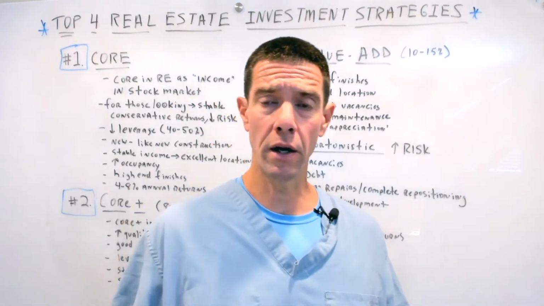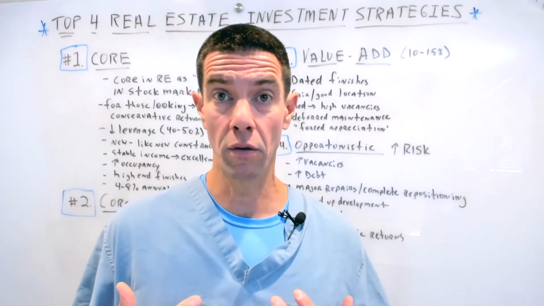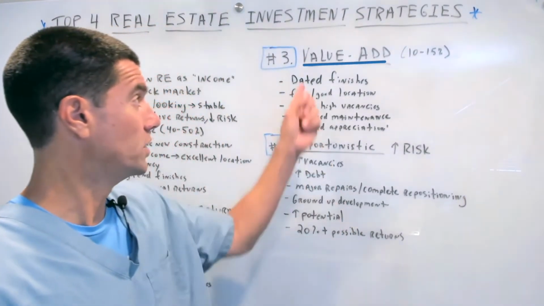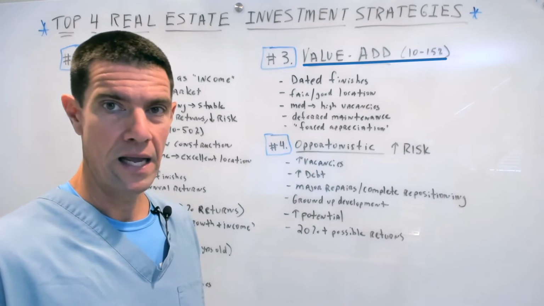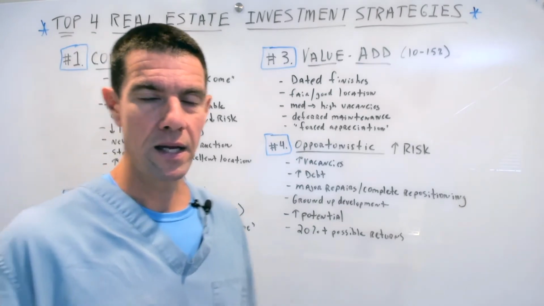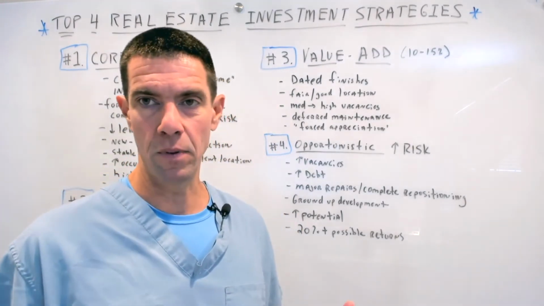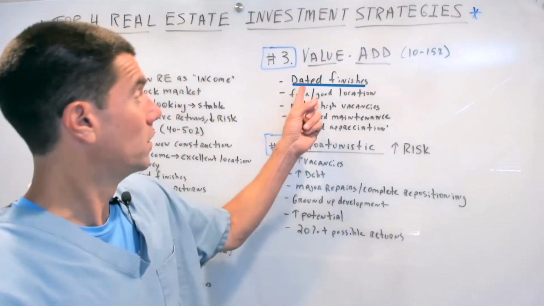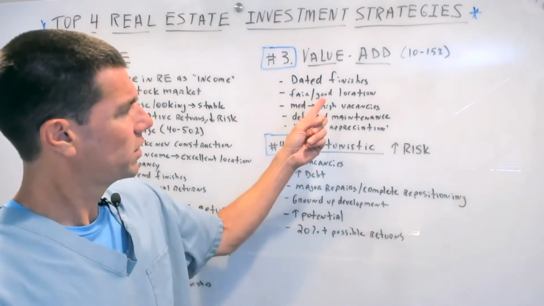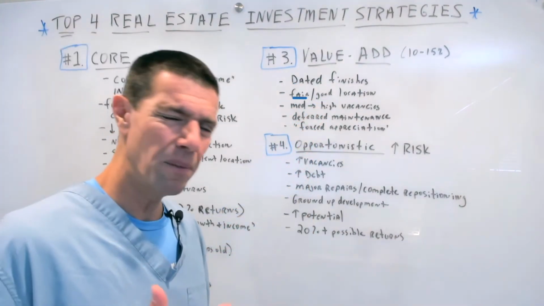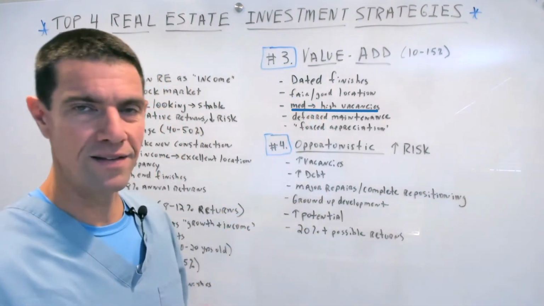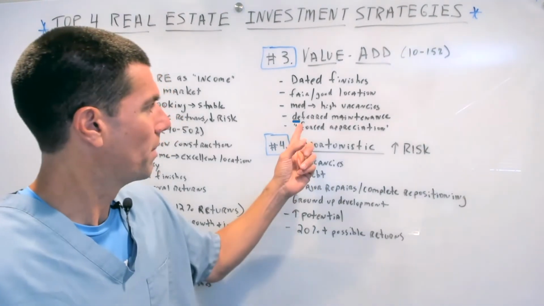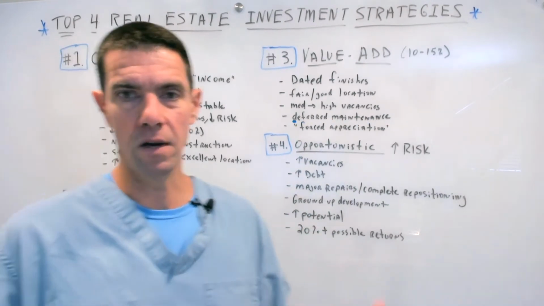As I mentioned earlier, most of the syndication deals that I'm personally invested in reside in this third strategy, and that's the one that's value add. These typically consist of Class B, B plus, and C plus properties. The typical value add property has dated finishes, a fair to good location, sometimes medium to high vacancy rates, not all the time, but sometimes. And then again, there's going to be some amount of deferred maintenance needed.